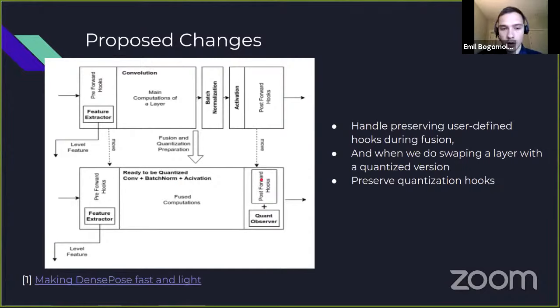So what the solution basically does is handle preserving user-defined hooks, and when we swap the intrinsic layer with the quantized one, it also preserves the hooks. And by the way, we need to preserve the quantization observer hook that is needed to compute the statistics of quantization.